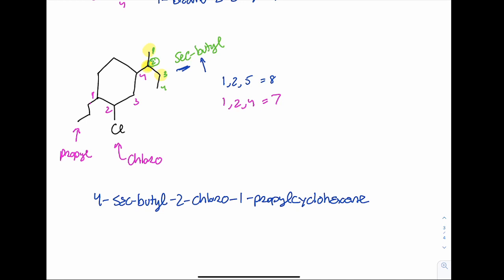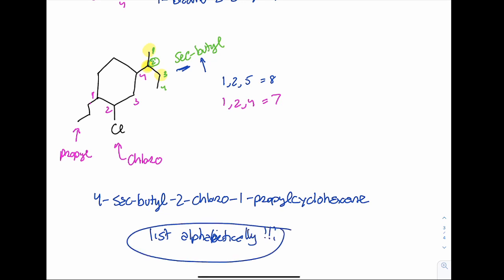Remember, when we're listing these, we list them alphabetically. That's a really common rookie mistake, to actually put the one that's on carbon one first. So they would do 1-propyl, 2-chloro, 4-sec-butyl, like do them in order. That's not how we list them, right? Our rule says we list them alphabetically. We're not alphabetizing based on the S in sec-butyl, we're alphabetizing it based on the B in butyl.